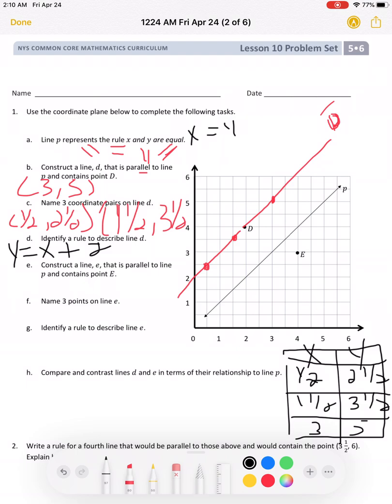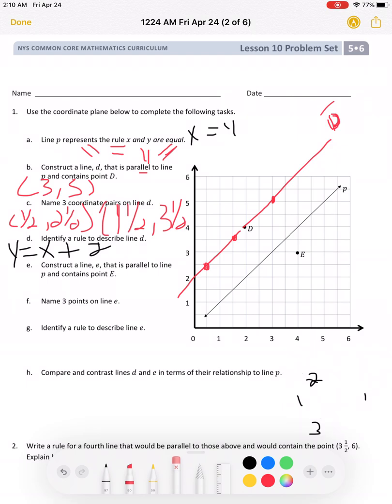Construct a line E that is parallel to line P and contains point E. All right, let's give myself some room here. All right, we need another parallel line. But this time they want us to make sure our line goes straight through data point E. Okay? Construct a line E that is parallel to line P, and it runs right through point E.